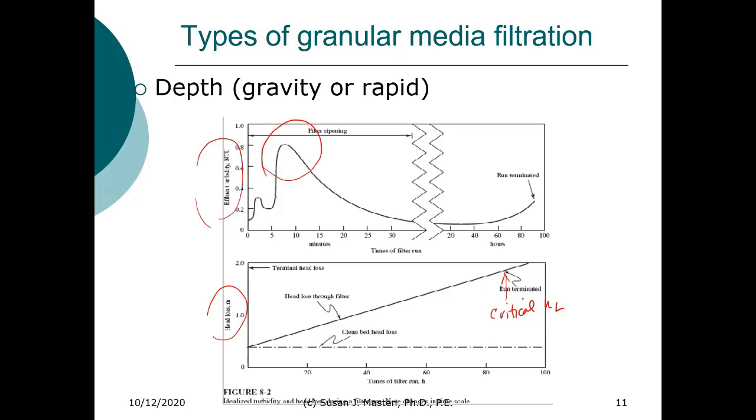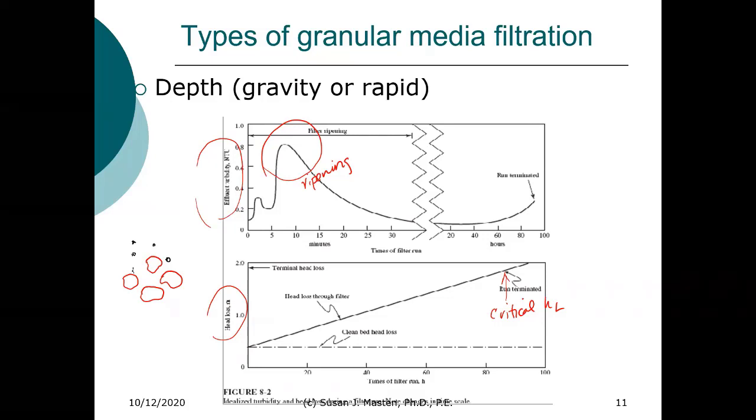Now, what you note right here is that the turbidity actually initially increases. And the reason the turbidity increases is what we refer to as filter ripening. So if these are our sand particles, and here are our particulates that we're trying to remove, the particulate comes here.